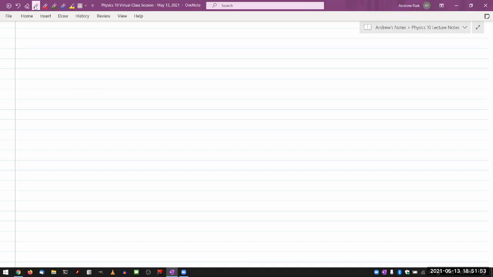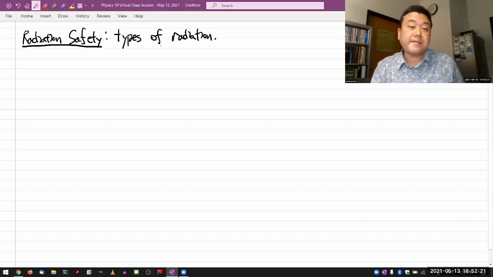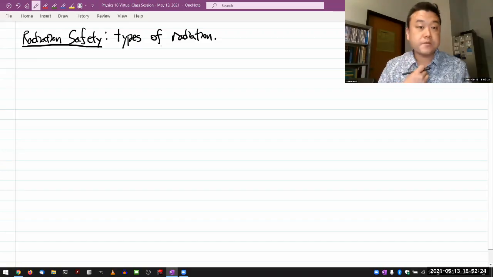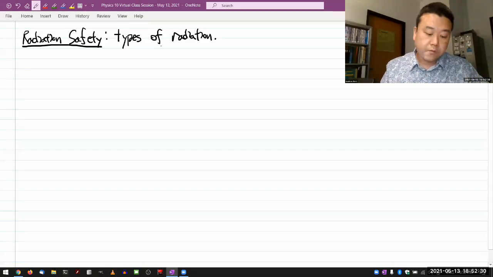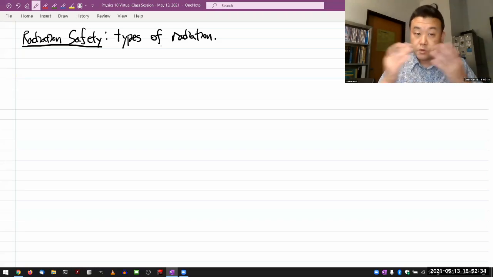So let me call this radiation safety, or as a subtitle, types of radiation. And what I'm trying to replicate here is actually a training that I had to go through. In my previous research work, we had to use a radioactive source for a particular project I was working on. So we had to get approval for it.